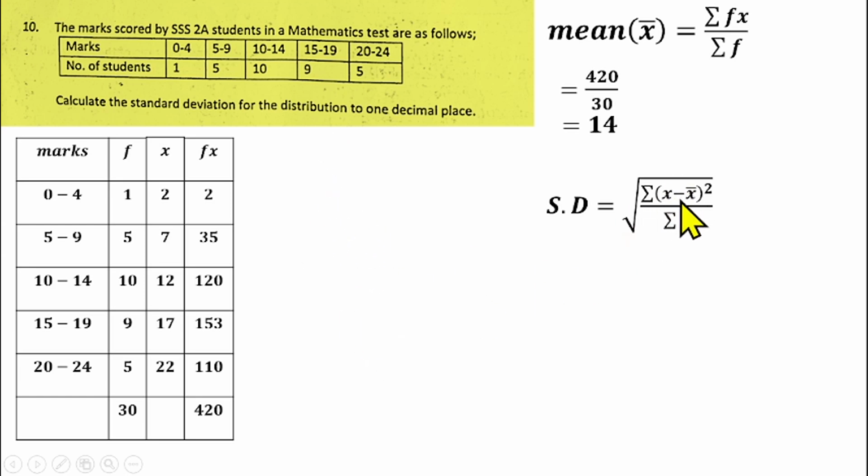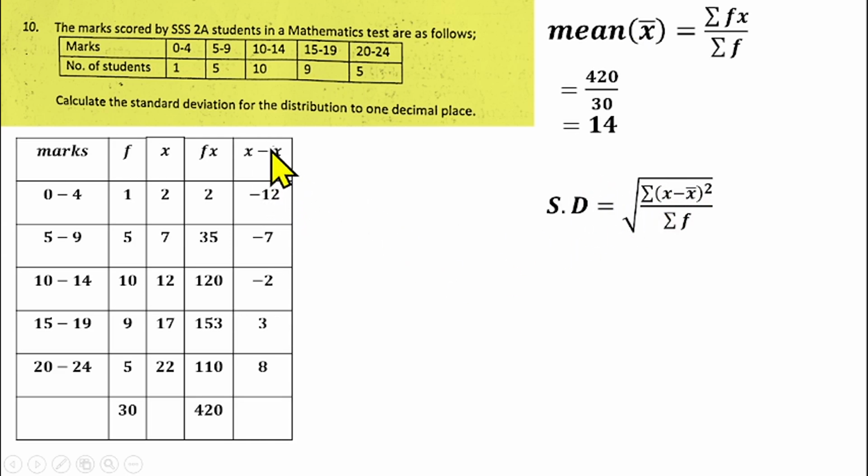So now you can see that we need our mean because of this x bar. That's why we find the mean first. If you don't have your mean, you will not be able to compute this. So now that we have our x bar, we can find our x minus x bar. That's what we need to do on this table. This is our x, and this is our x bar here. So you have 2 minus 14, that gives us minus 12. 7 minus 14 gives us minus 7. 12 minus 14 is minus 2. 17 minus 14 is 3. Then 22 minus 14 is 8.